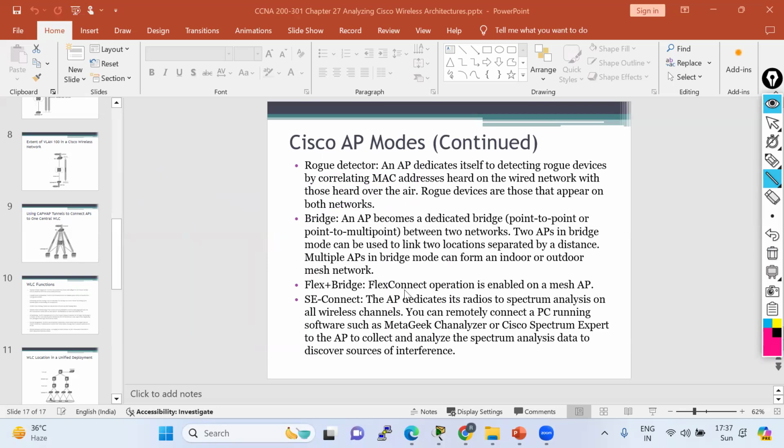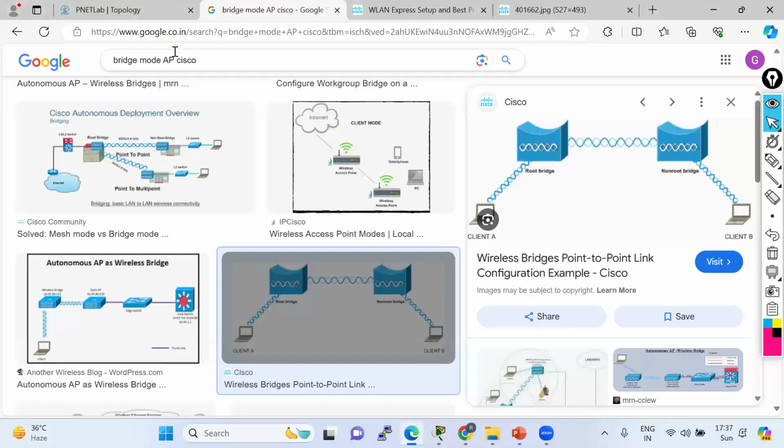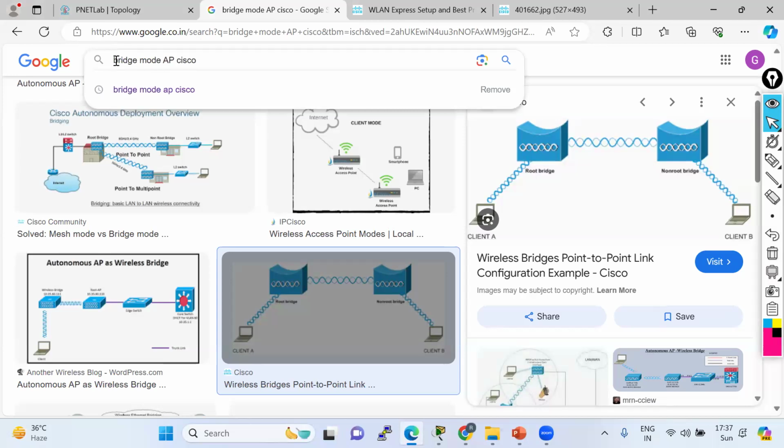And we have the flex bridge mode. Flex bridge mode, if we are going to use the operation to enable the mesh, full mesh connectivity, we want to do that, then we use the flex bridge mode. So let me show you the flex bridge mode so you guys can understand clearly what it means.